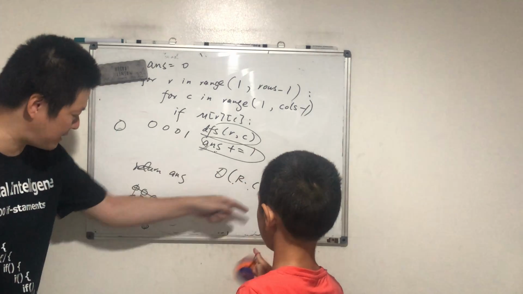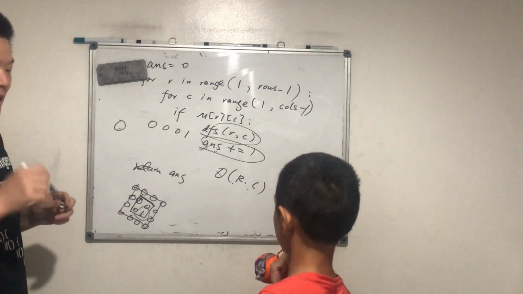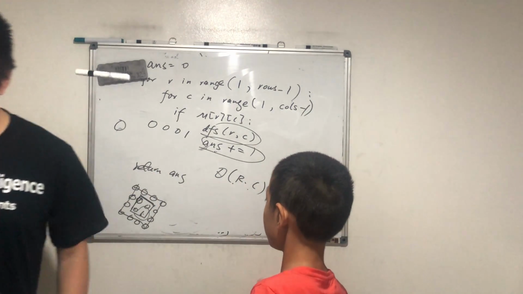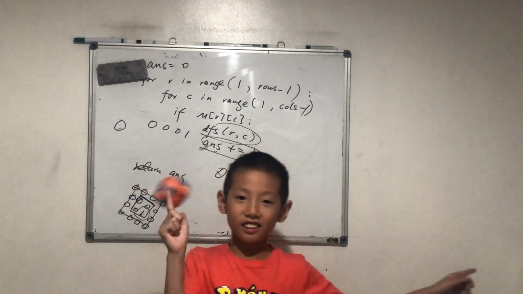The time complexity is O of R times C because each pixel is visited a constant number of times. Okay, that's it for today. Good job. Bye bye.